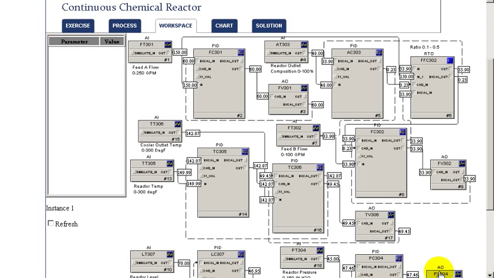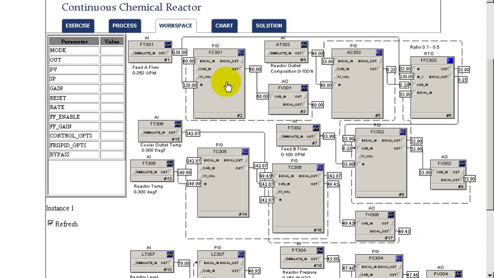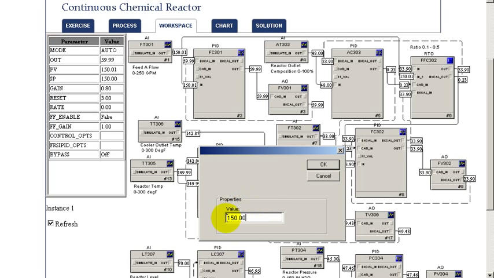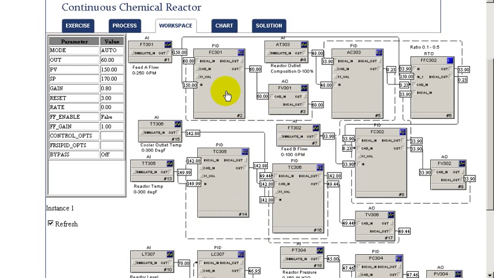In the first part of this exercise, then, we will be changing the target for the flow A, the primary flow to the unit, and we'll be changing that by step and then examining the behavior of the rest of the control in the process in response to that set point change.